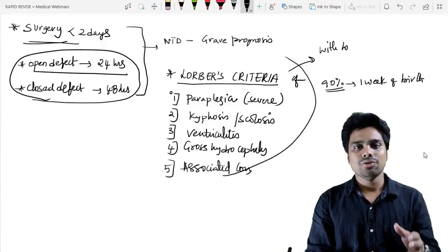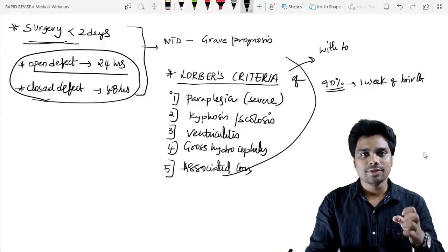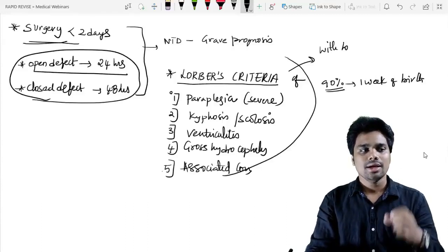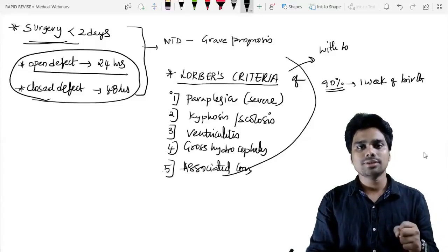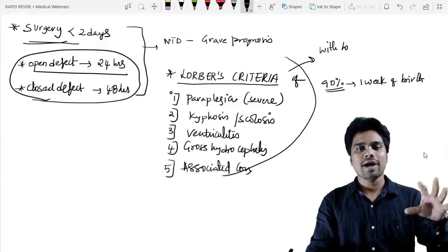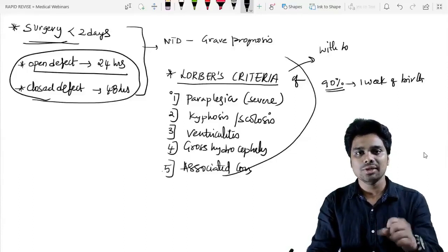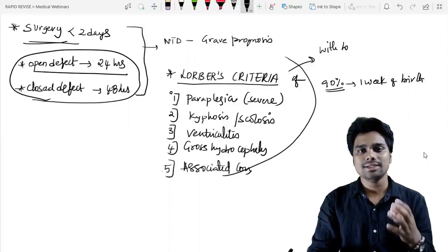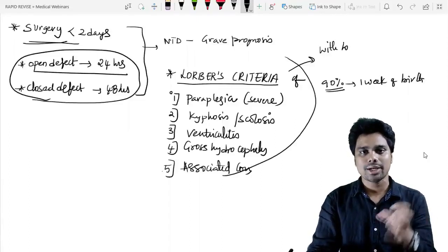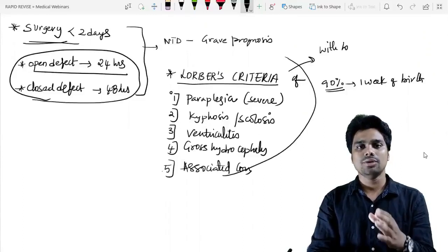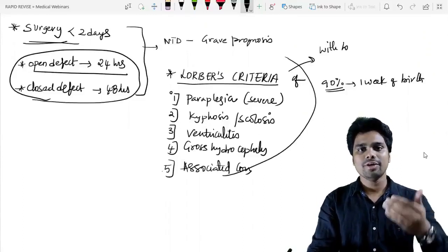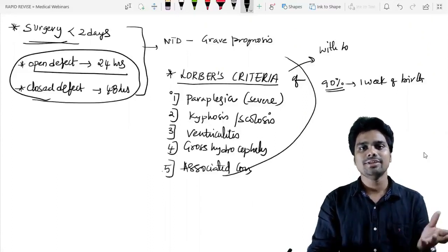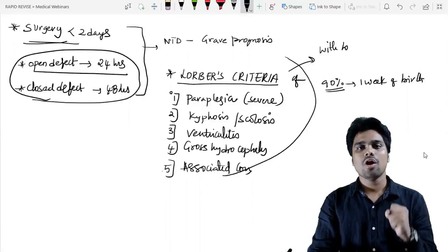Yes, there is a child with neural tube defect. There is an open defect, and if the neurosurgeon wants to do a surgery, before undertaking the surgical process, first we should go across the Lorber's criteria. It says whenever these 5 features, that is the paraplegia, kyphoscoliosis, infection of the ventricles, gross hydrocephalus, or any other associated congenital malformation are present, it is always better to withhold the surgery, because within a 1 week period of birth, there are high chances of mortality. 90% of the children die within 1 week. So this is Lorber's criteria.